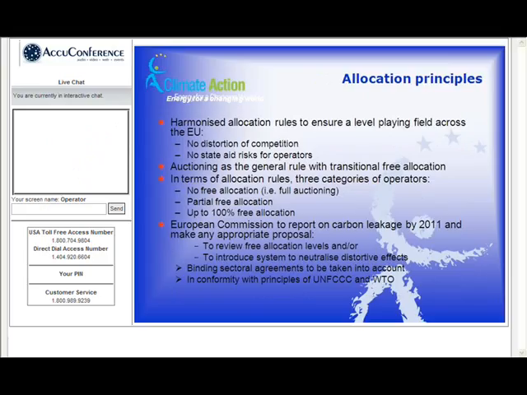The allocation principles, I think I'll jump over these. If anybody has questions, then certainly come in. But we propose generally using much more auctioning from 2013 onwards, and in fact having 100% auctioning in the power sector, as we're seeing in some of the RGGI states.